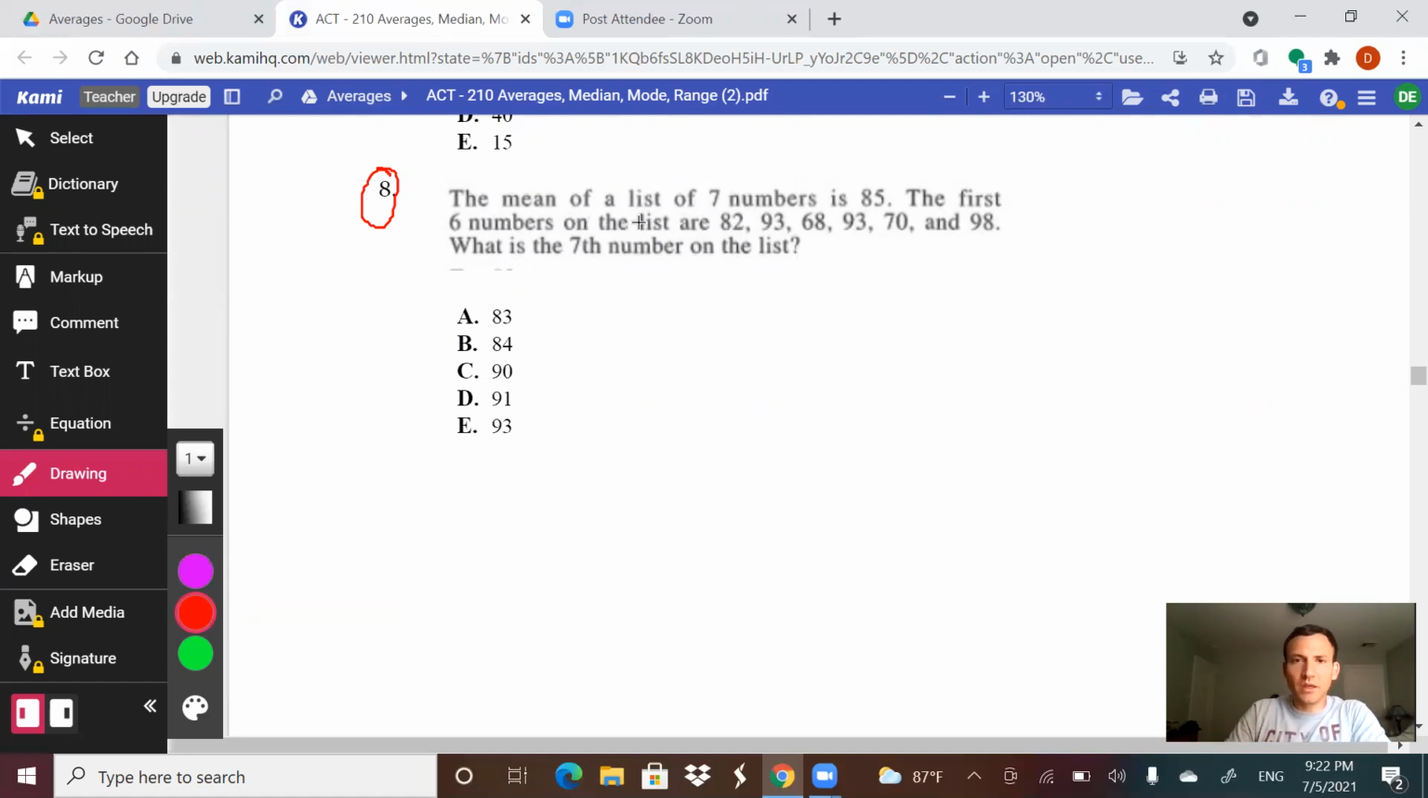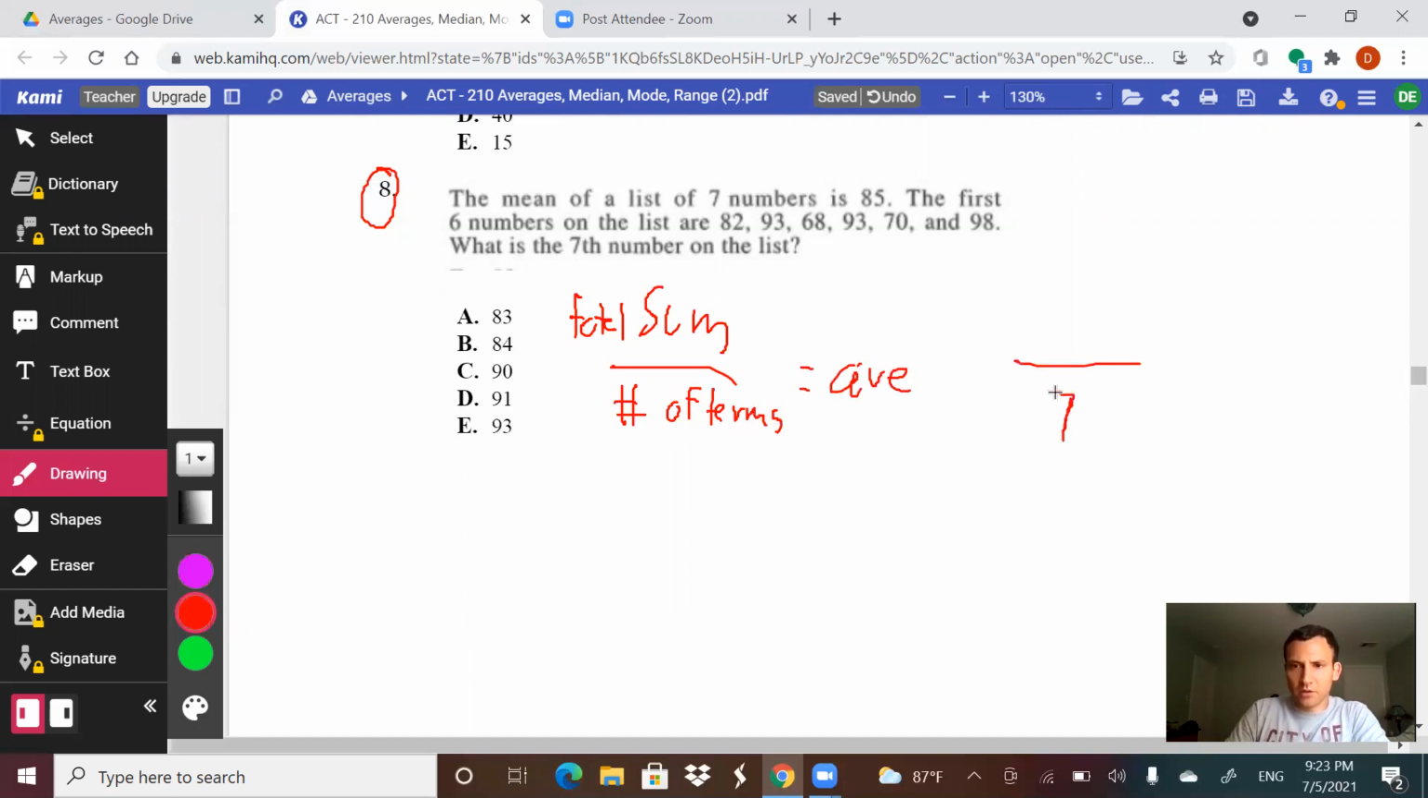So 8: the mean of a list of 7 numbers is 85. The first 6 numbers on the list are as follows. What is the 7th number on the list? So let's do the skeleton. We'll do the sum divided by the number of terms. So total sum divided by number of terms equals average. And then we'll just fill in what we know. So we've got 7 numbers, and the average is 85.